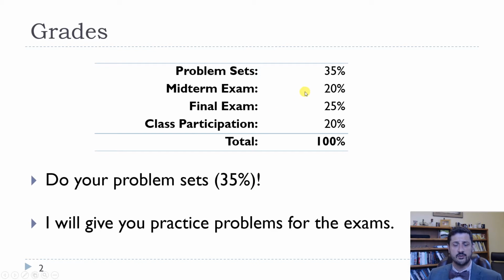So grades for this course, problem sets, as I said, are 35%, so that's over a third. So make sure you take your time and do them. You should be able to do well with 3 attempts, and so you should at least get above a 90 on each one if you spend your time and do them carefully. The midterm exam is 20%. That will be in the middle of the class. The final exam is 25%, and class participation is 20%. I'll talk about that in just a minute.